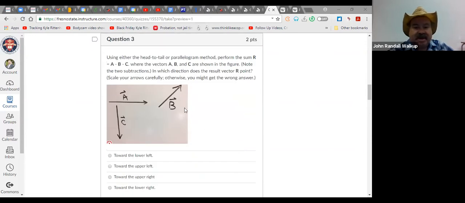Head to tail method. All you had to do was just switch the directions of B and C and link them head to tail, and you should have got toward the upper left.